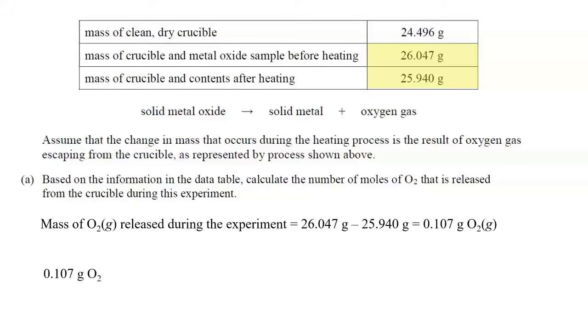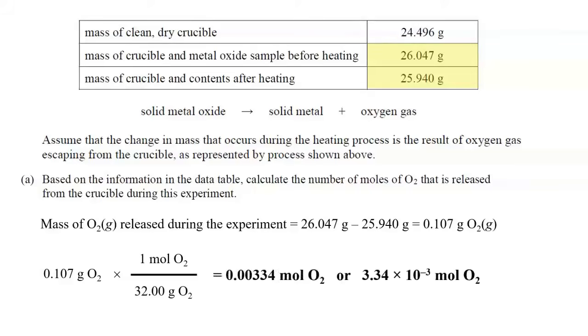So the periodic table can tell us that 1 mole of O2 weighs 32 grams, and we have 3 significant figures, so 0.107 divided by 32, there's our unrounded answer. Rounding off to 3 significant figures, that would be 0.00334 moles of oxygen, or you could write that as 3.34 times 10 to the negative 3 moles of oxygen.